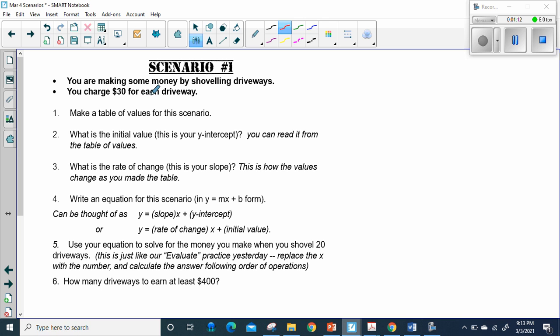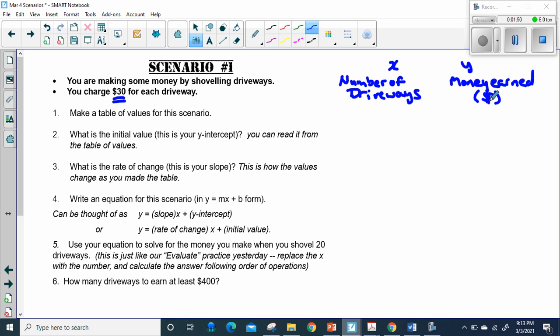So I don't know, it's winter. Let's make some money by shoveling driveways. So let's charge $30 for a driveway. I literally have no idea how much I would charge for a driveway. Let's just pick 30 because why not? So make a table of values. So let's see. So our X value would probably be our number of driveways. And our Y value would be how much we earn, right? Money earned. Because you make the money based on how many driveways we do.